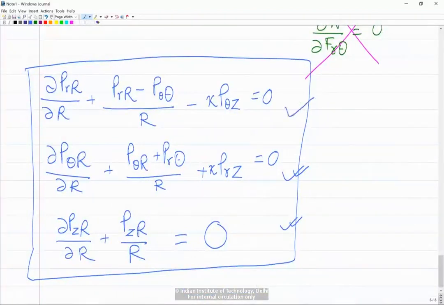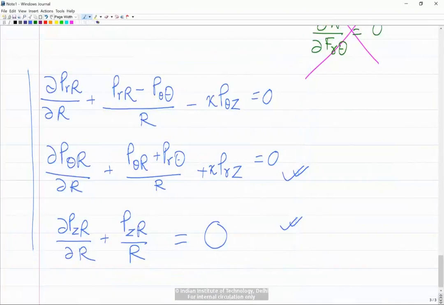And then you will have only one equation remaining, which you have to use for solving small b. So I will do it in the next class and many more things. But if you have any question from what we have learned today, please feel free to ask me.